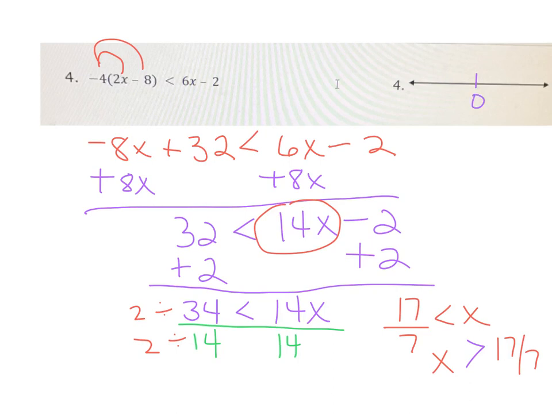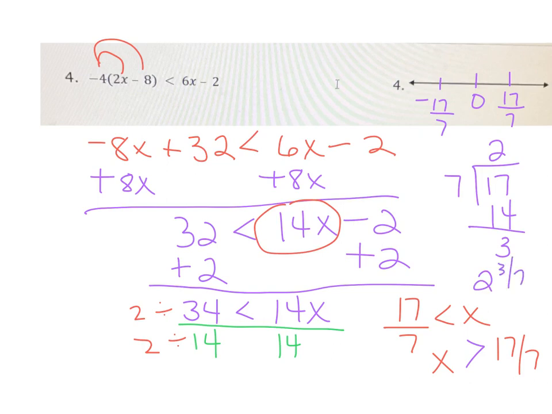So I'm going to put a 0, and I'm going to put a 17 over 7, and I'm going to put a -17 over 7. But I need to know, what two whole numbers does 17 over 7 fall between? You can either take your calculator and take 17 divided by 7, or I'm going to do it here. 7 goes into 17 twice. That gives me 14, and a remainder of 3. So technically, 17/7 is 2 3/7. What two whole numbers would 2 3/7 fall in between? Well, 2 and 3. So I'm going to write that it falls in between 2 and 3.